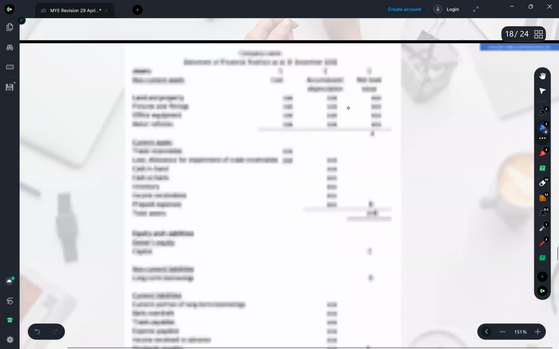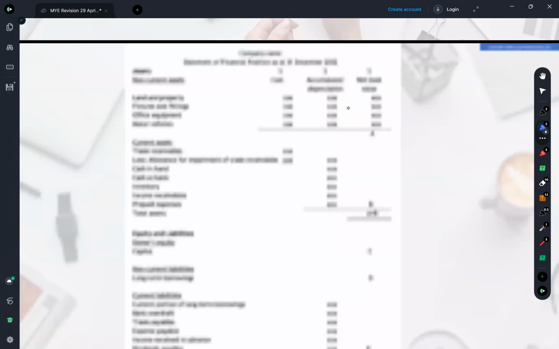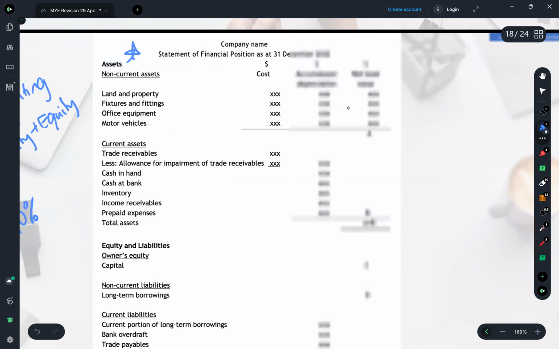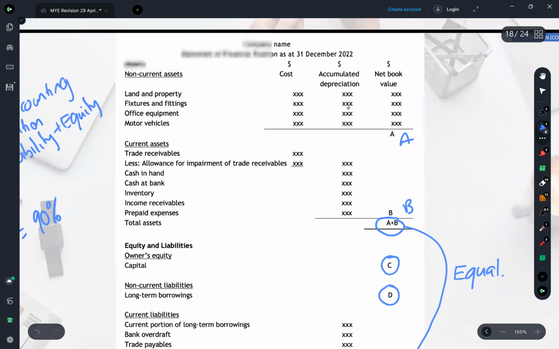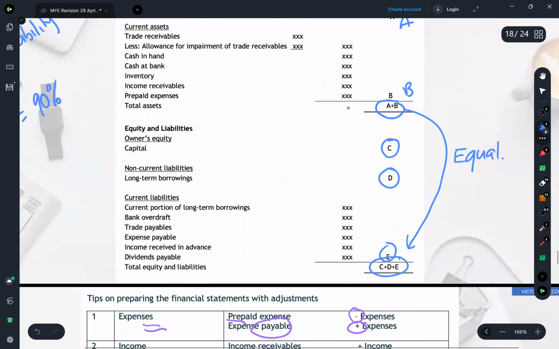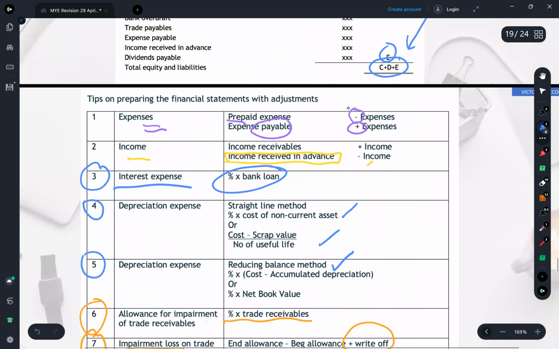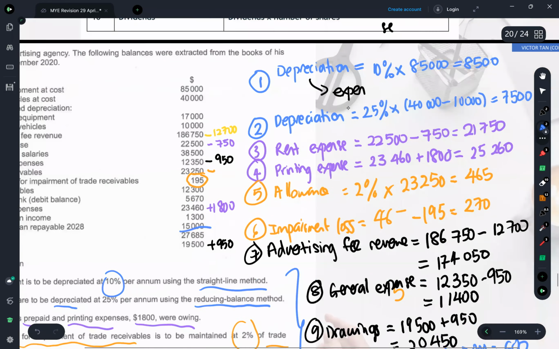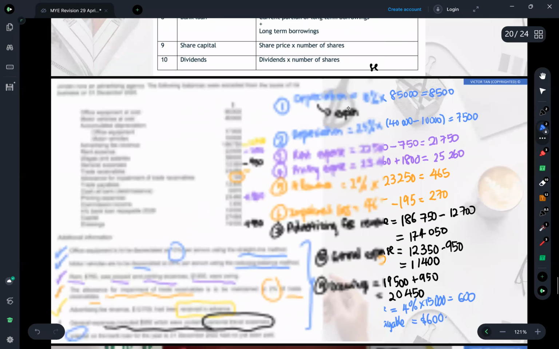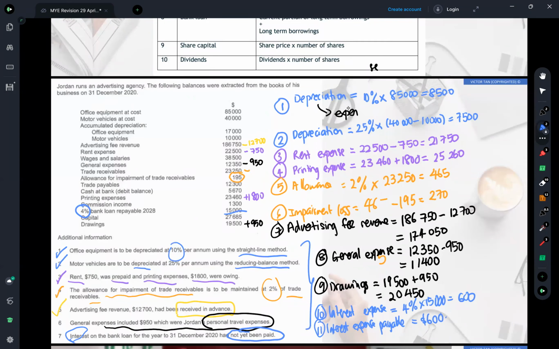Then of course, you need to prepare your financial position. So this is how your financial position will look like. So during my lesson, if you're not very sure, I can guide you through. I can help you how to record the accounts or the different elements. So we have done this question. It's 20 marks.